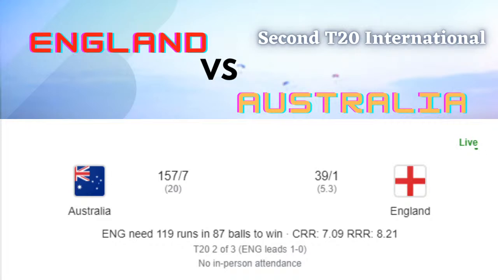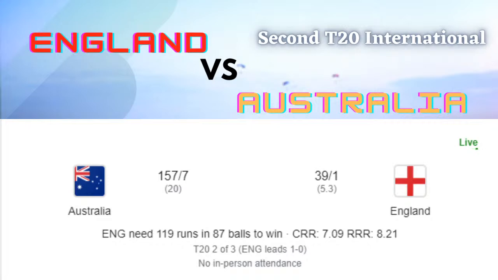It was a low full toss and hit towards the off side. Well fielded by Agar. He dives towards his right side and prevents it from going to the boundary. Bat comes to Dawid Malan.